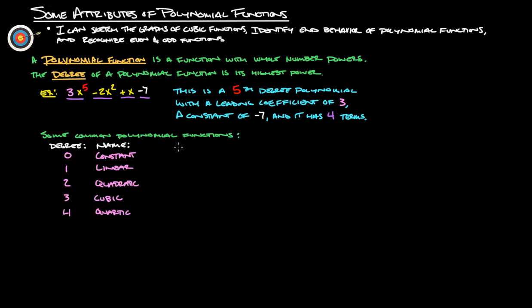Some of the common polynomial functions have specific names. If it's a 0 degree, we call it a constant. So that -7 is a constant. 1 is linear. Plain old x is linear. Second is a quadratic. Third is a cubic, we call it. And fourth is a quartic, just so you know.